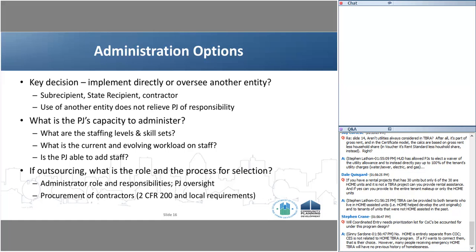Finally, while a PJ could choose to designate a subrecipient or contractor to administer the program on its behalf, I have to remind you that as the PJ, you are still responsible for your program, and you must at least have the capacity to oversee the entity that you retain and conduct adequate monitoring of program implementation as they do the work for you. So you haven't sent all of your responsibility out the door.